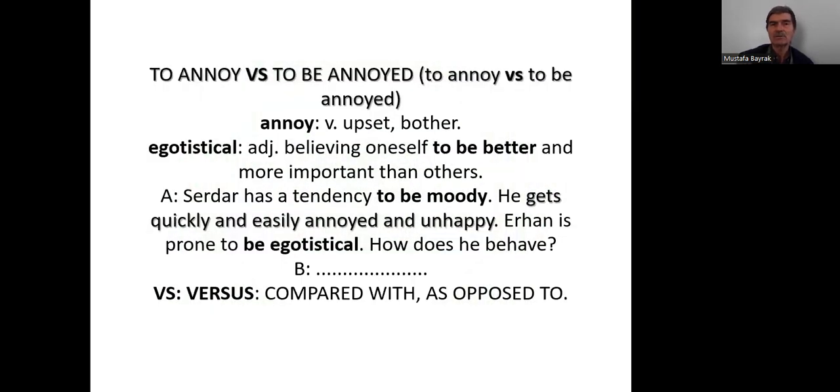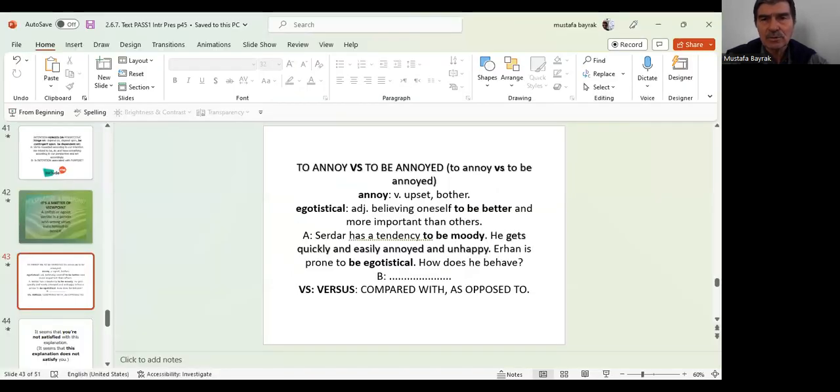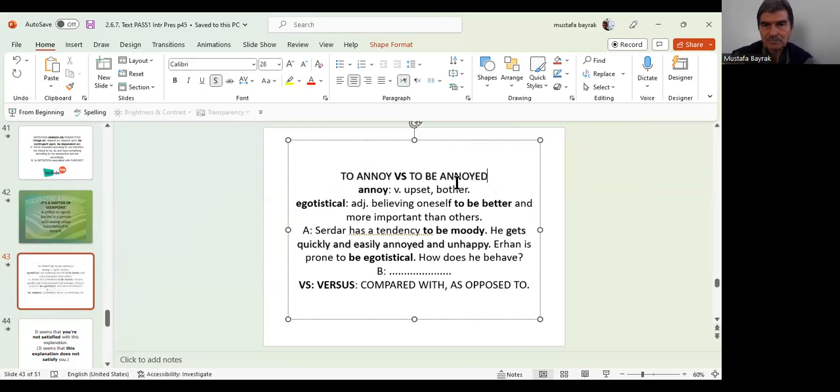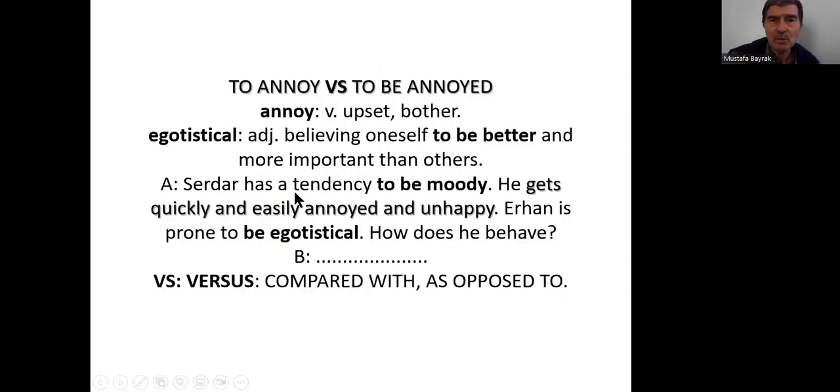To annoy versus to be annoyed. Let me delete this part. Annoy, as a word, annoy somebody means upset somebody, bother somebody.